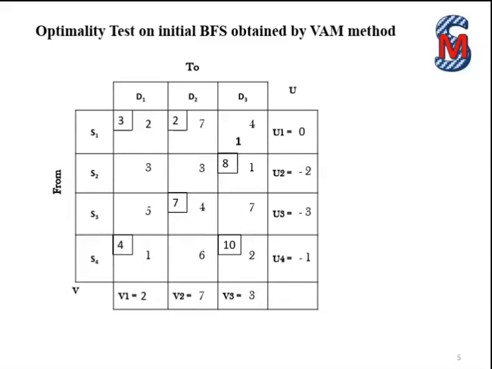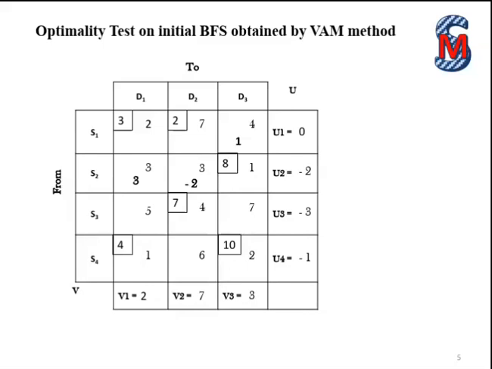Now the next unoccupied cell is S2D1 with cost 3. Its U is U2, minus 2, and its V is V1, 2. Minus 2 and 2, if we add, we'll get 0. So 3 minus 0 is 3. Now the next unoccupied cell, S2D2, cost 3. Its U plus V is minus 2 plus 7, that is 5. 3 minus 5 is minus 2.